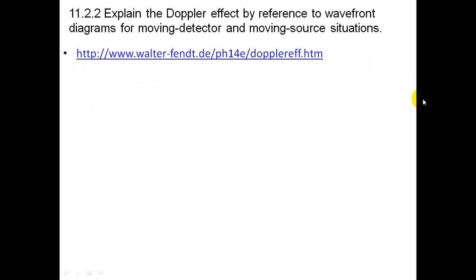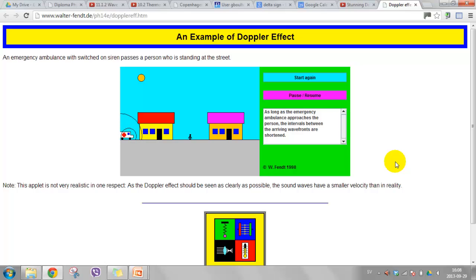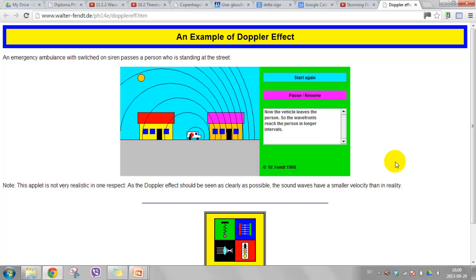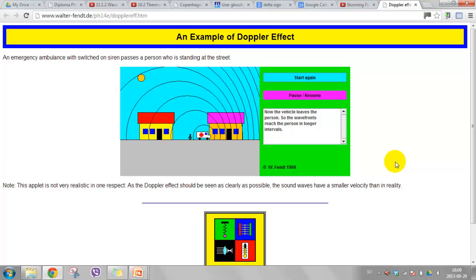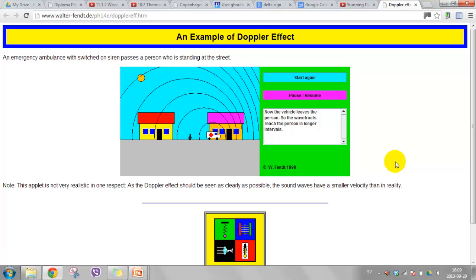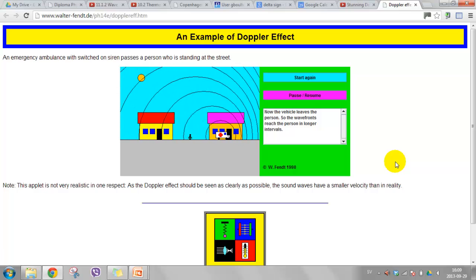This is a nice graphic which shows this in a nice way. Here we have an ambulance moving towards the observer. Notice that the wave fronts get bunched together before the ambulance, so the observer observes them at a high frequency, and that the wave fronts get spaced out when the source is moving away from the observer and you observe a low frequency.